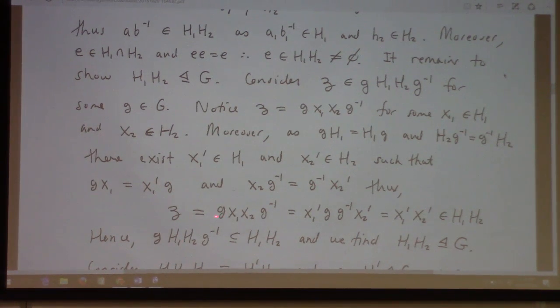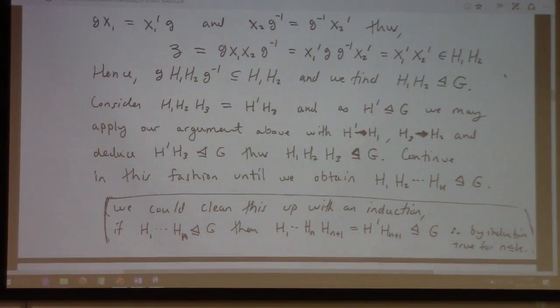So when I look at z, I've got g x1 x2, but I can rewrite that as x1 prime g times g inverse x2 prime, the g and the g inverse, poof. And then we've got x1 prime x2 prime, which of course is an element of H1H2. That shows the conjugate of the subgroup is once more a subset of the subgroup, which proves that it's normal since g was arbitrary. So the product of two normal subgroups is once more normal in G. And so that's 2. What comes next?